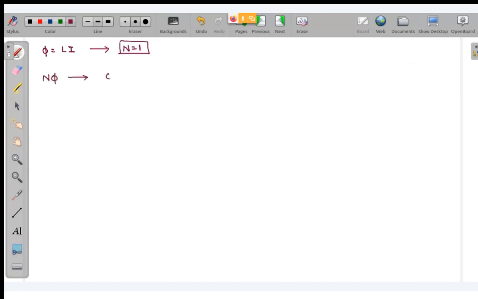This is for a coil having n turns. So the flux will be n phi, and this will also be equal to Li only. Now don't think here we are going to multiply with n. No, no. This is for a coil having n turns.